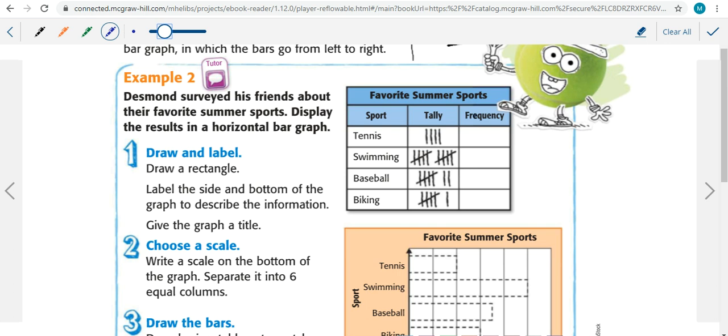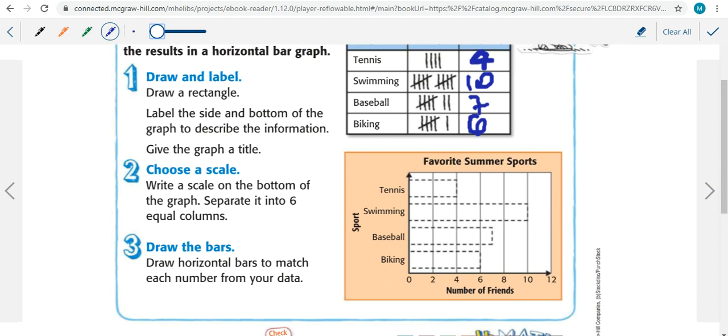Now, how many people said tennis? 4. So first you have to complete the frequency chart. Swimming has 10, baseball has 7, and biking has 6. Okay, that is the first part. Then we look at the scale and then we draw the bars. Okay.